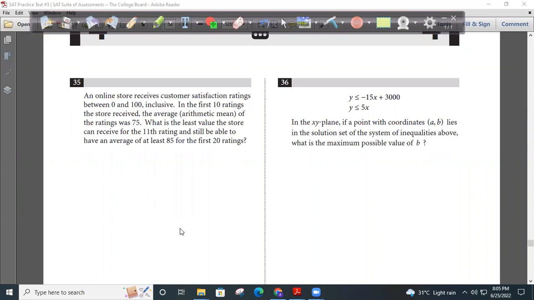An online store receives customer satisfaction ratings between 0 to 100. For the first 10 ratings, the store receives an average of 75. What is the least value of the 11th rating? Very good question. Good question.